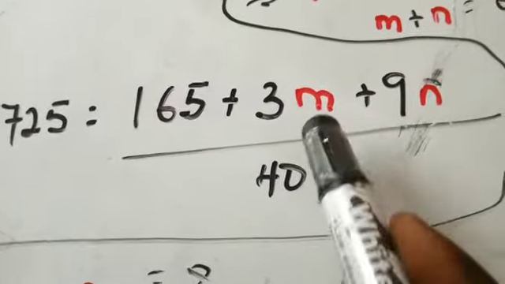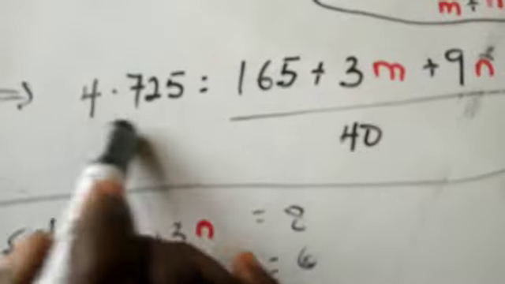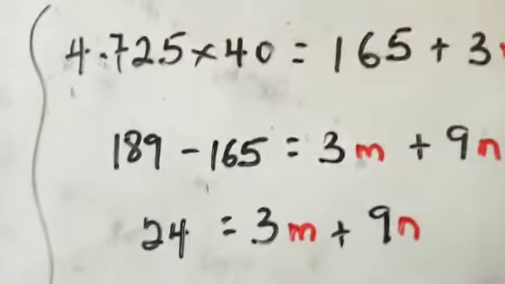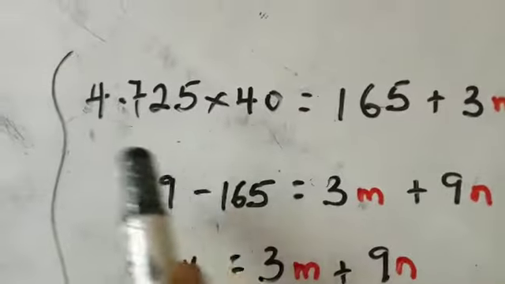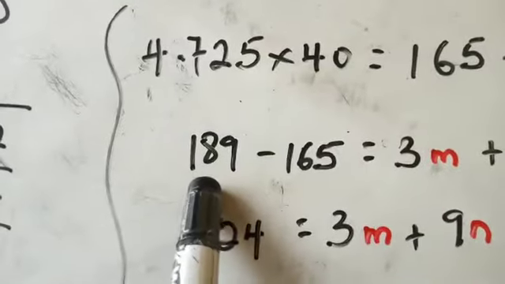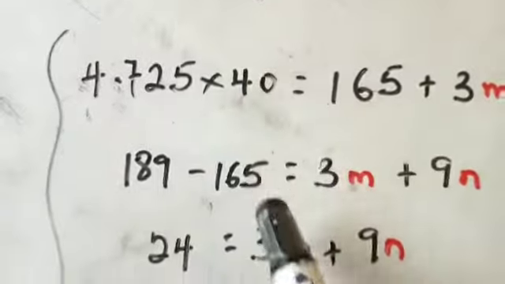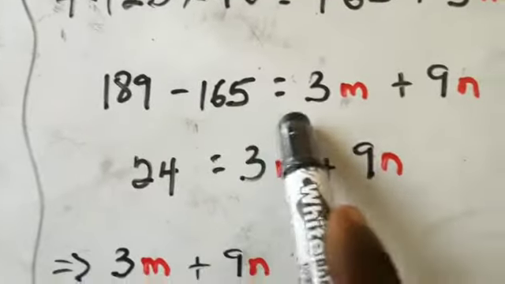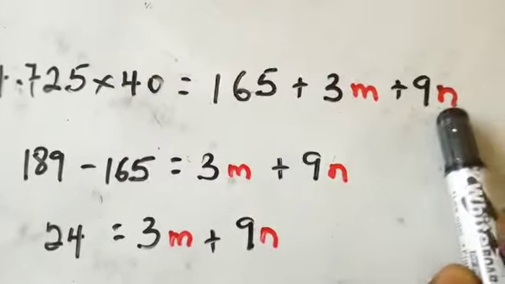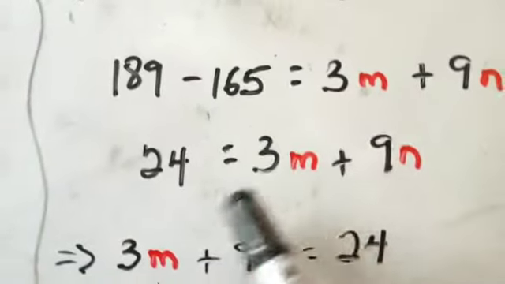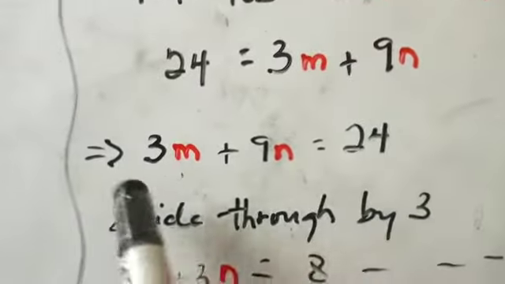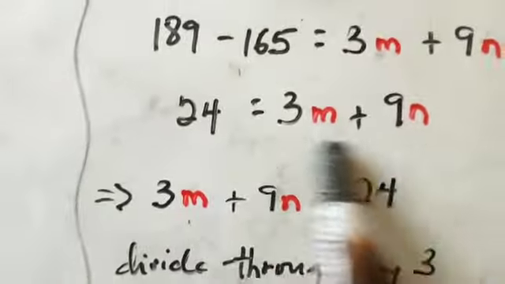Remember what we are looking for. I decided to multiply the mean by 40 to get a straight line. So if I multiply the mean by 40, that equals everything here. When you multiply, you get 189, and then 165 crosses over the equal sign. So 189 minus 165 is equal to 3m plus 9n. If you subtract, you arrive at 24 equals 3m plus 9n. I just rearranged this here.